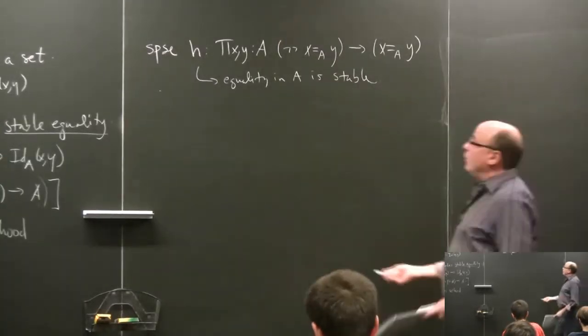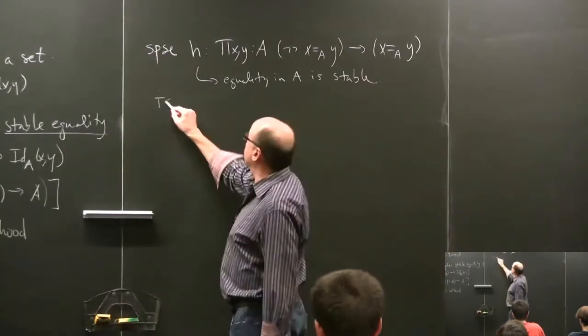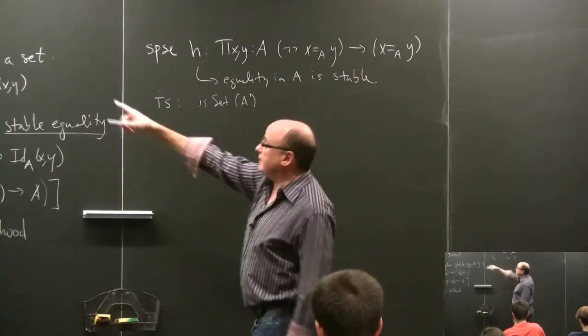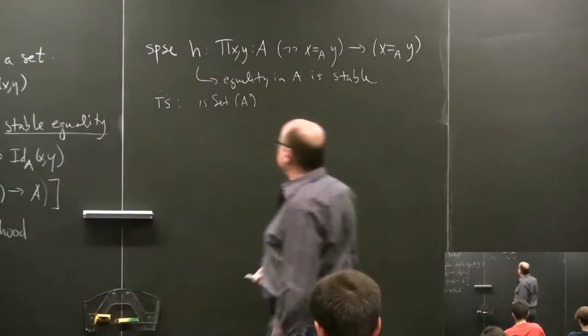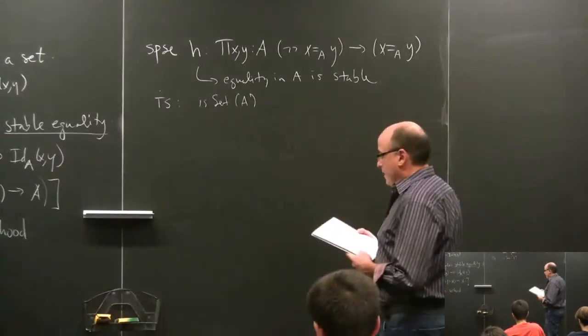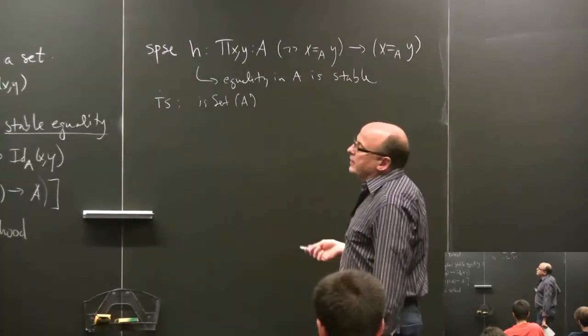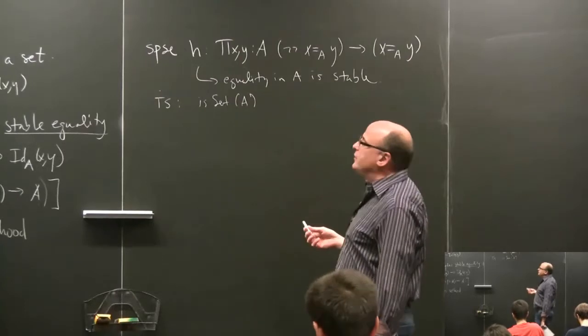Okay, so what do we have to do? Right, so what we want to do is show that A is a set, which is defined up here in the upper left. Okay, so how do we do that? We're going to show a simpler argument. The argument is going to go as follows.